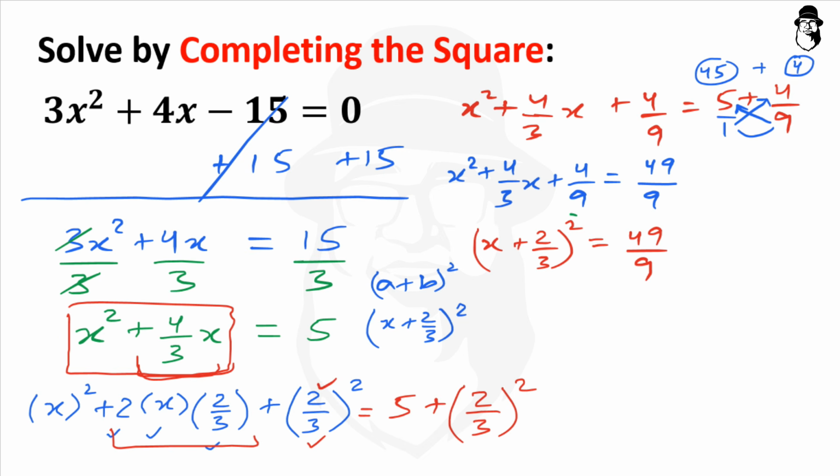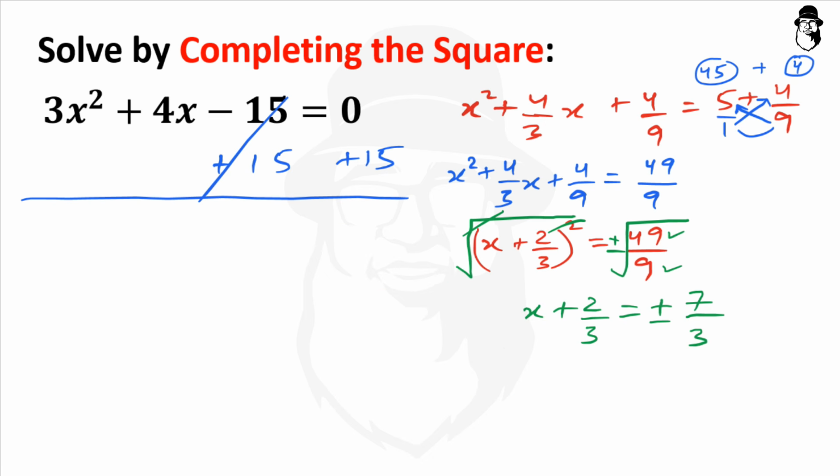Then to get rid of this square, we take the square root of both sides. So this square goes with the square root. On the left side we have x plus 2/3 is equal to the square root of 49, and we put plus minus here also, my bad. And then we have plus minus square root of 49 is 7 and square root of 9 is 3. We have plus minus 7/3.